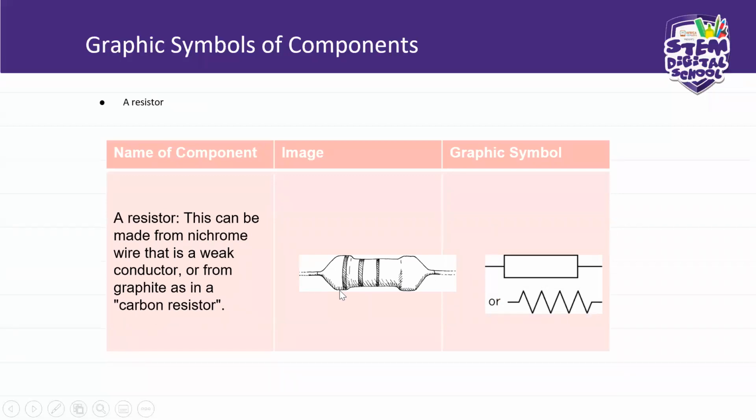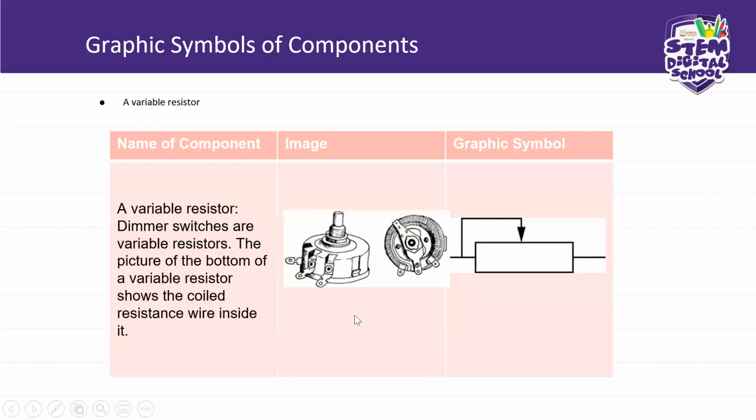And you have your graphic symbols for resistors. Remember, I told you that we use this one, which is a block, and these are your conductors, or this one, which is a zigzag, and these extensions are conductors. So both these are acceptable as symbols for resistors. Then you have your variable resistor. A variable resistor is a switch.